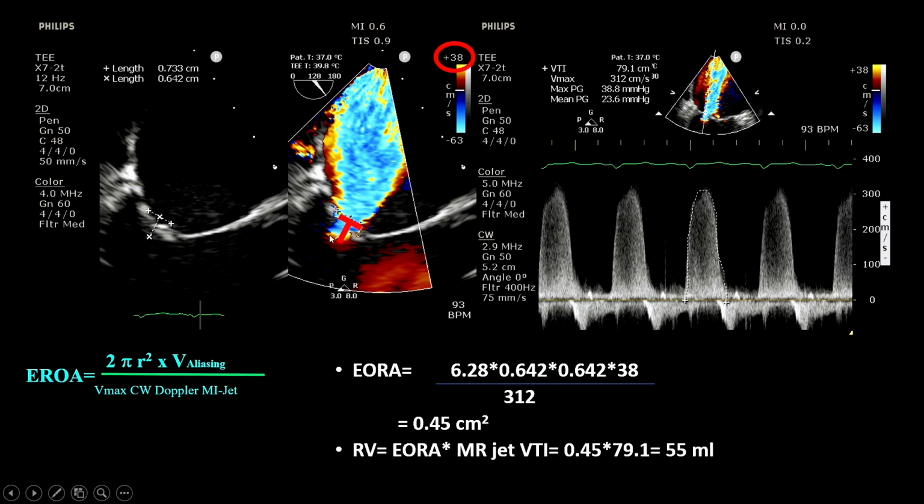That is, from the effective orifice regurgitant area to the first aliasing velocity. What is aliasing velocity? The velocity at which there is a color change. So here you see there was a blue color and it has changed to red color. So this is my first aliasing velocity.